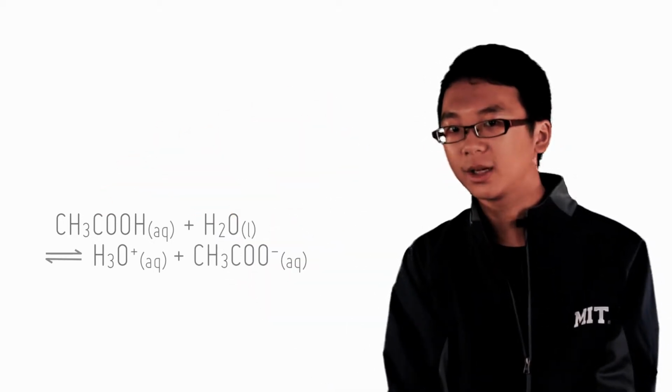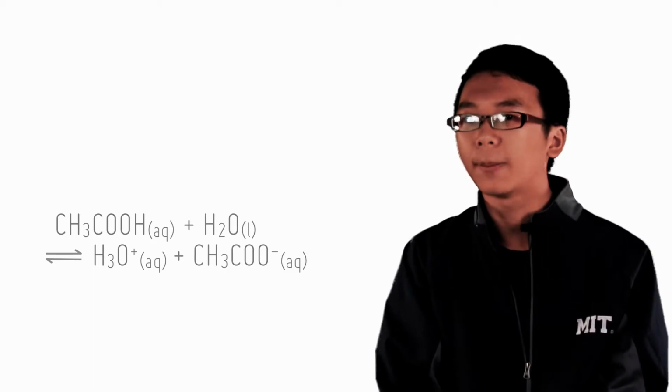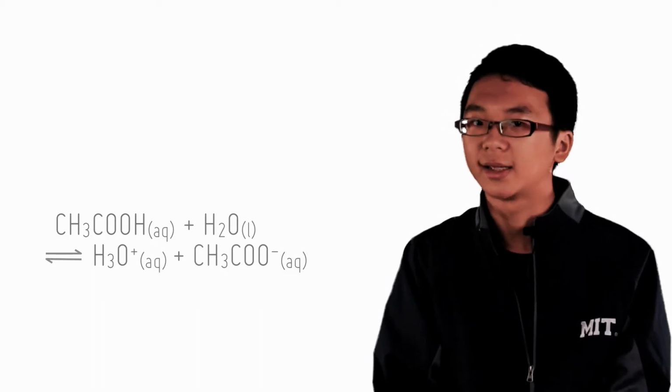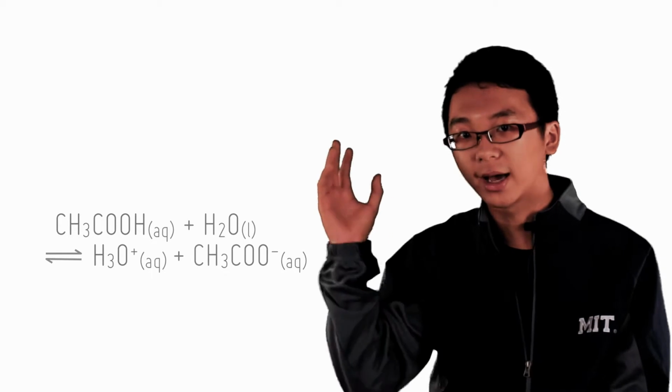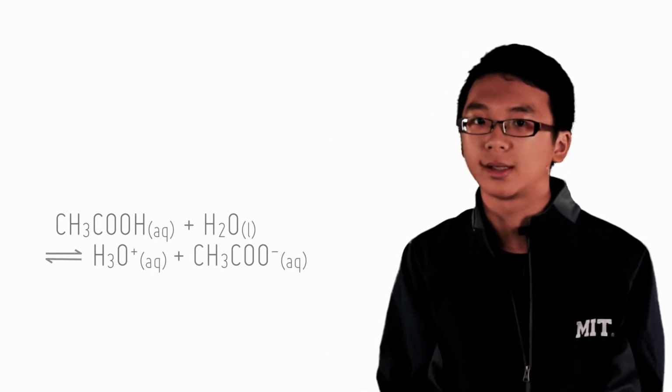For the forward reaction, it is clear that ethanoic acid is the acid and water is the base. What about the backward reaction? It is also an acid-base reaction. Ethanoate is now accepting a proton from hydronium. Hydronium is the acid and ethanoate is the base.